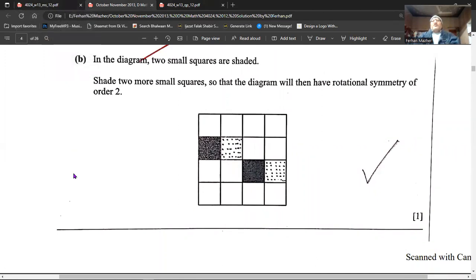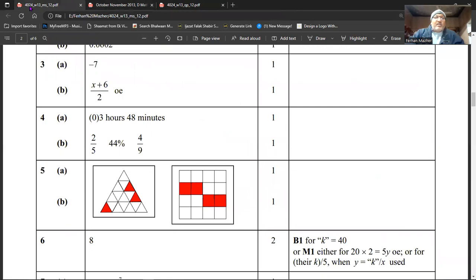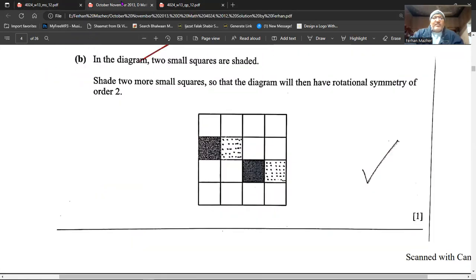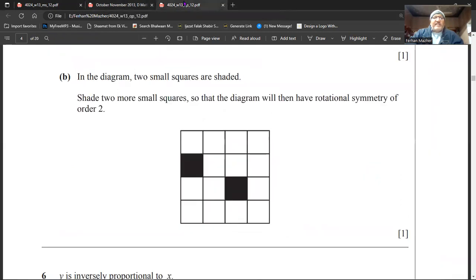Order of rotational symmetry 2 means that if you have a diagram like this, and then you make its outer line and inner lines, and then you rotate it 360 degrees, and then you count in that 360 degree rotation how many times that diagram will fit on its original pattern. So that is the order of rotational symmetry. So our answer is right. This is how you will shade them.